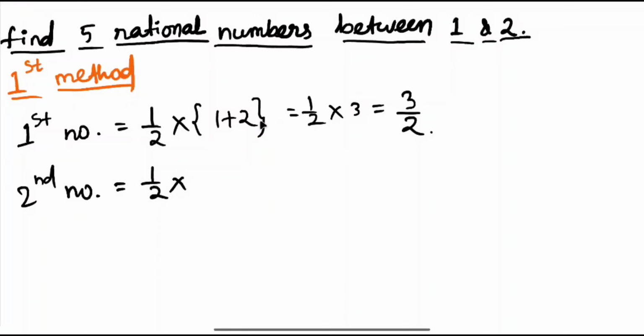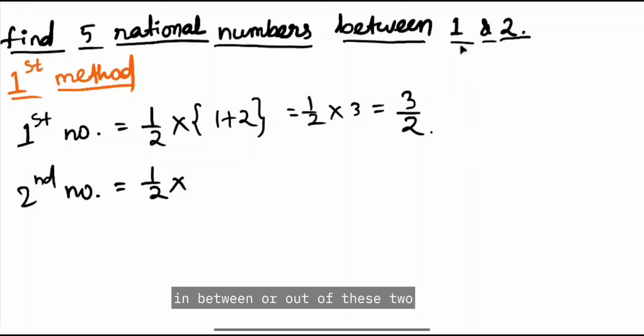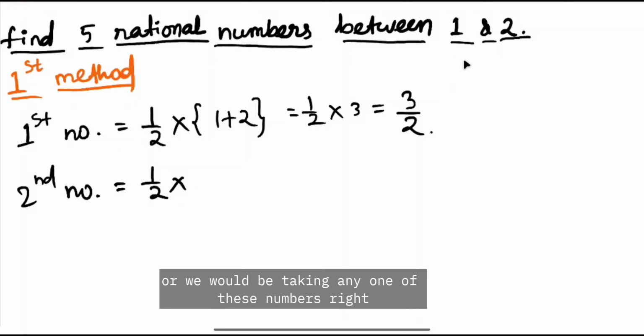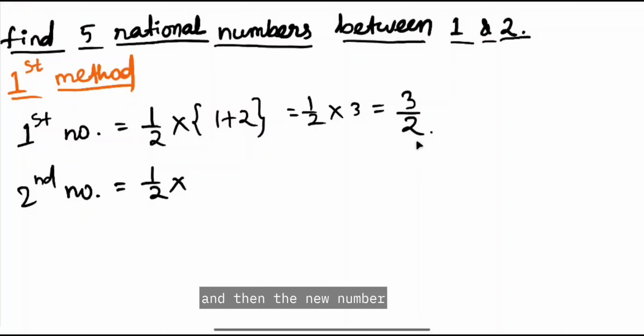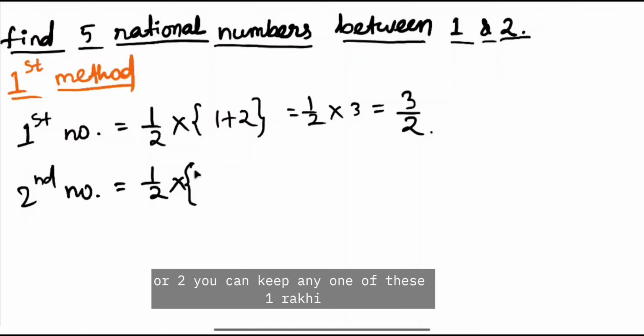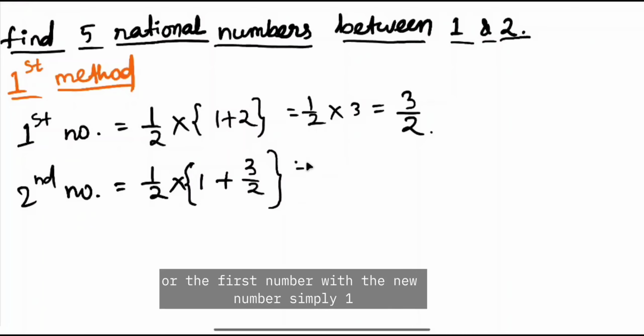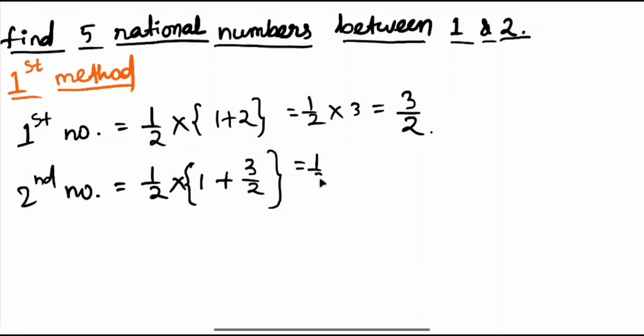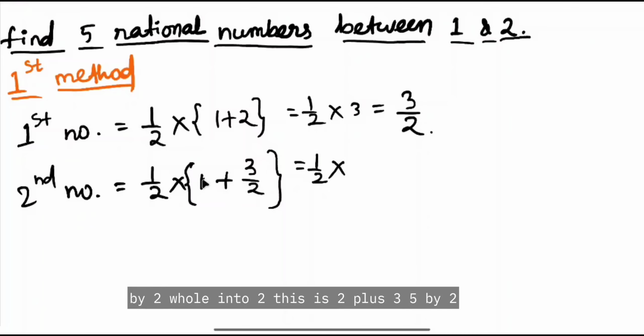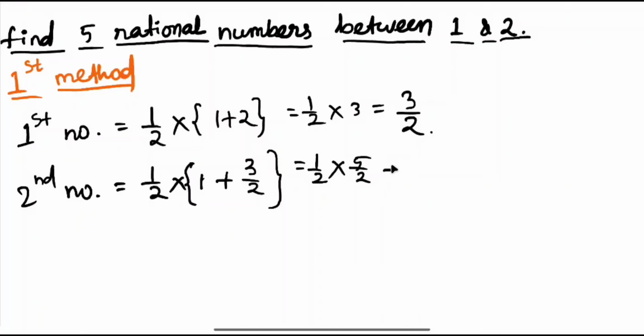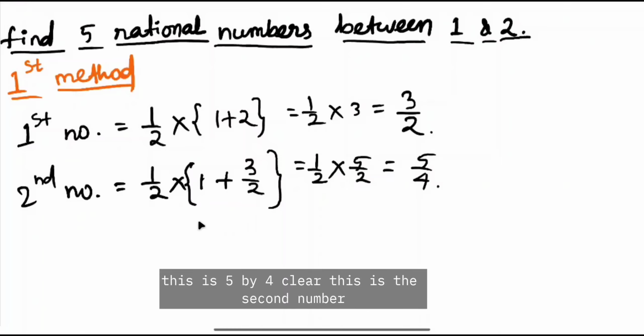Now, out of these two, we will be taking any one of these numbers, and then the new number that we have got we will take. So simply 1 by 2 into, 1 or 2, you can keep any one of these. Keep 1 plus 3 by 2. Just replace the second number or the first number with the new number. Simply 1 by 2 whole into 2 plus 3, 5 by 2, this is 5 by 4. Clear? This is the second number.